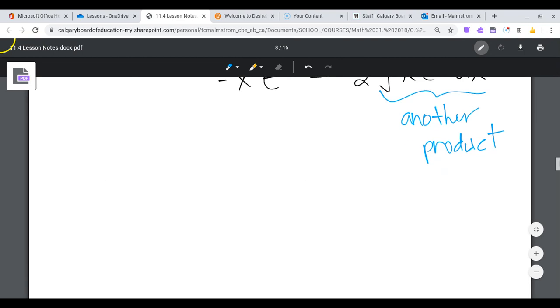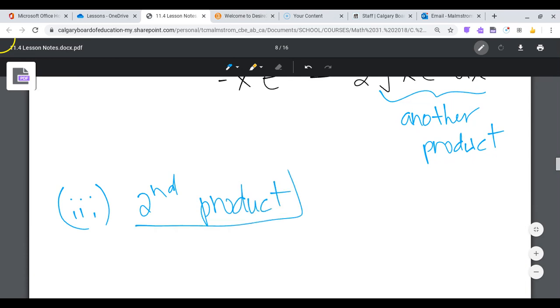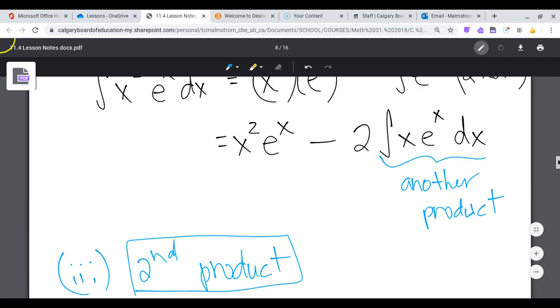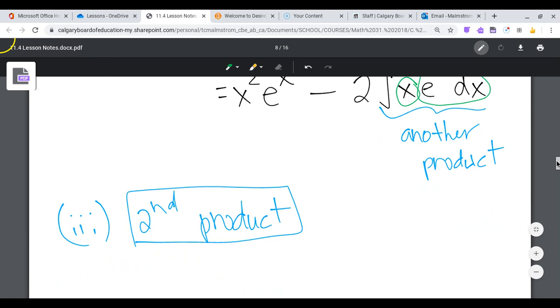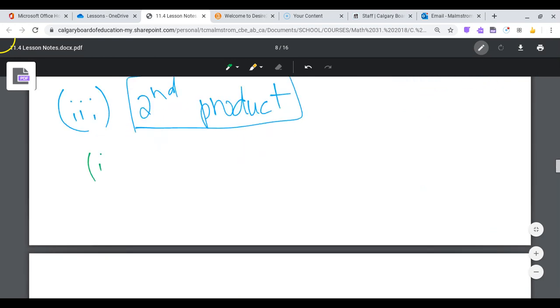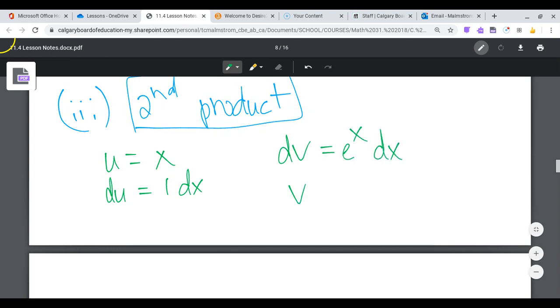So this introduces a step three, where we have a second product. Okay, so we have to use our LATE rule again. The algebraic piece will be the x, and the e to the x dx is your exponential. And so the algebraic will be your u, and your e to the x will be your dv part. Okay, so we have that u is x. So du is going to be the derivative of x, which is 1, multiply your dx up. Okay, and then our dv is e to the x dx, and the antiderivative of that is e to the x.